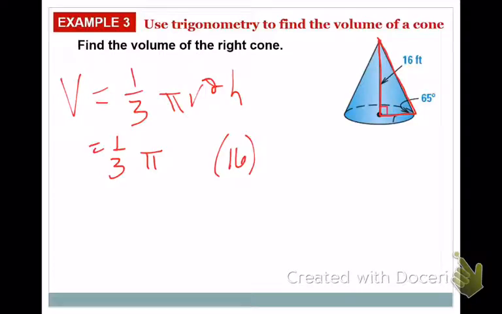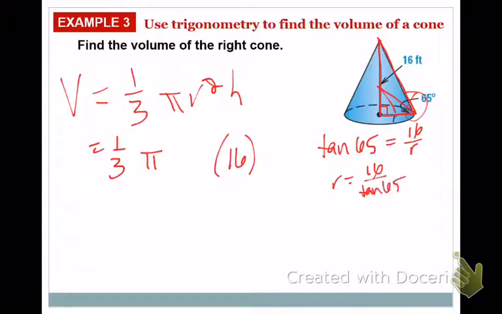And what we do know is that that height is 16, and the angle that the slant height and the radius make is 65. That means we're going to have to use trig. Trigonometry exists because we need to be able to find side lengths knowing only one side and an angle measure. So from that angle, we know the opposite, and we want to find the adjacent, that is tangent. So tangent of 65 is going to be equal to 16 over r. And to find r, we'd simply take 16 and divide it by the tangent of 65.